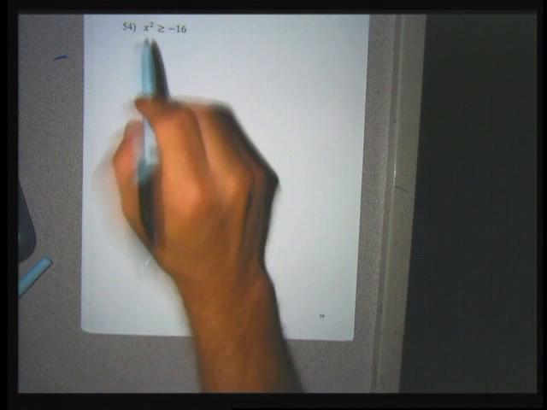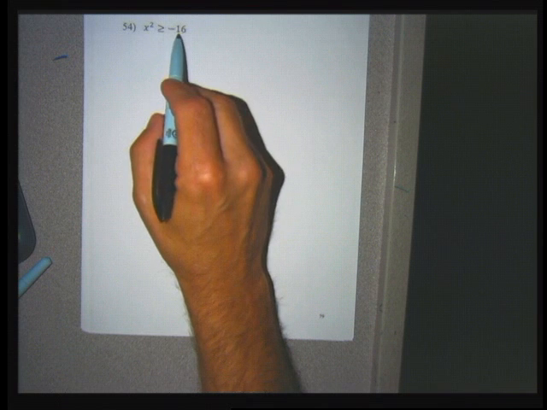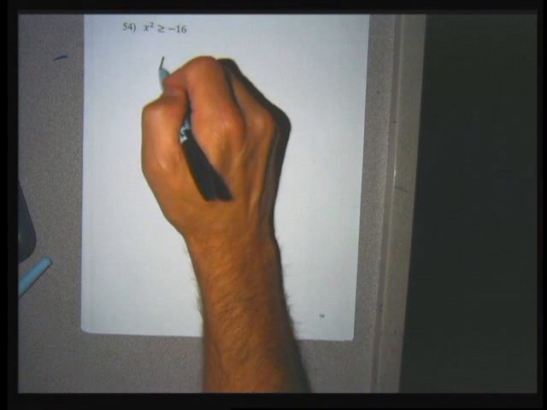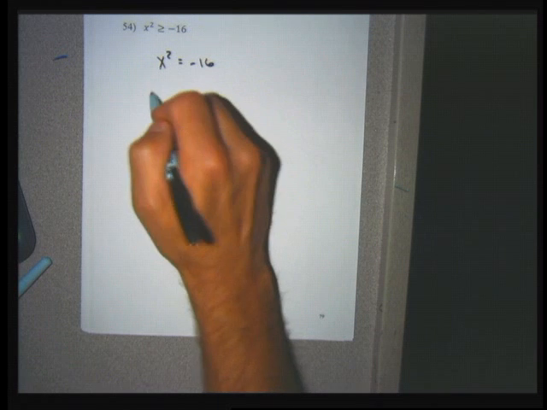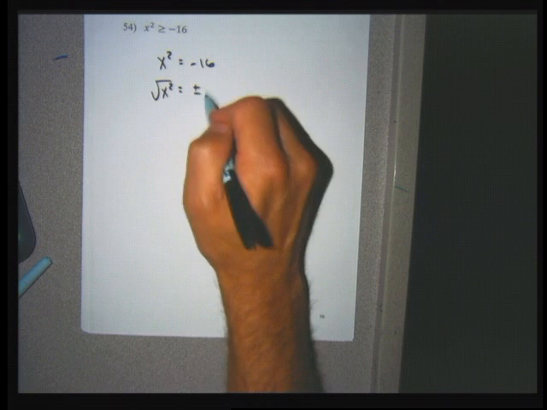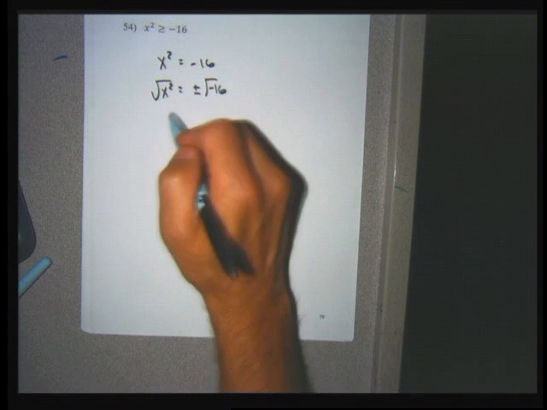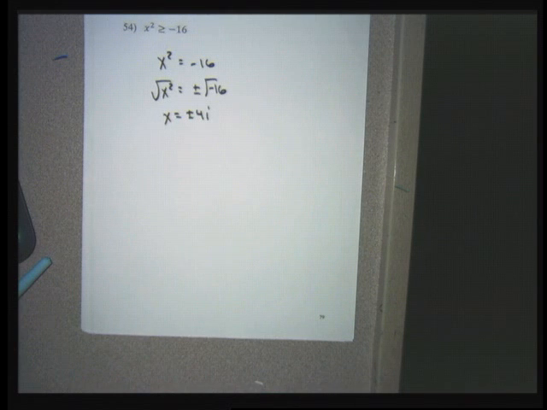54 is a special case. It's a special case because the left side is a perfect square and the right side is negative. If I tried to solve it, I'd go x squared equals negative 16. Then I'd go the square root of x squared equals plus or minus the square root of negative 16. That's going to give me x equals plus or minus 4i. And immediately I knew it was a special case.